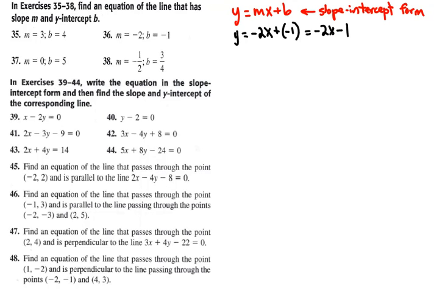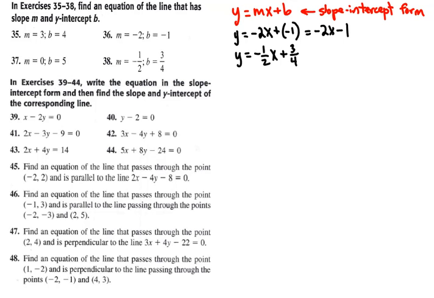Number 38, we have a slope of -1/2 and a y-intercept of 3/4. And so plugging in, we get y equals -1/2 x plus 3/4.